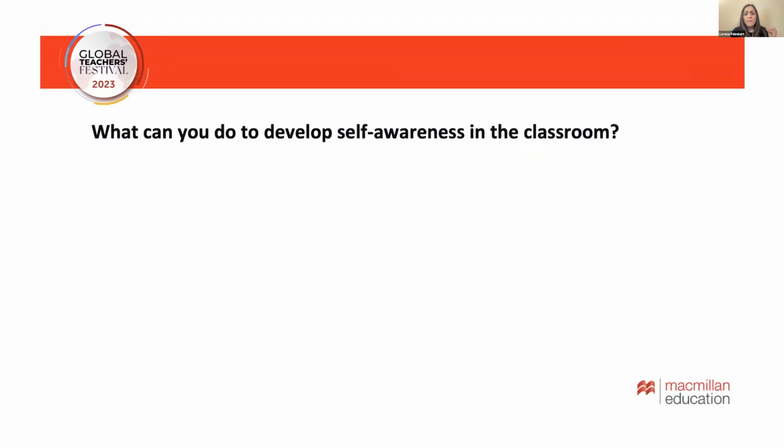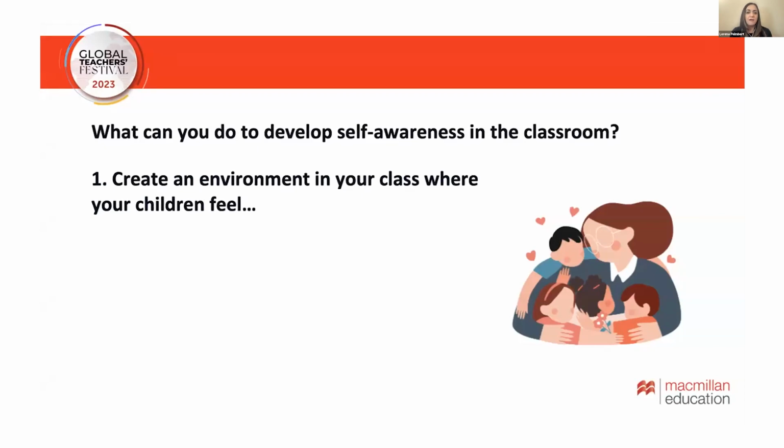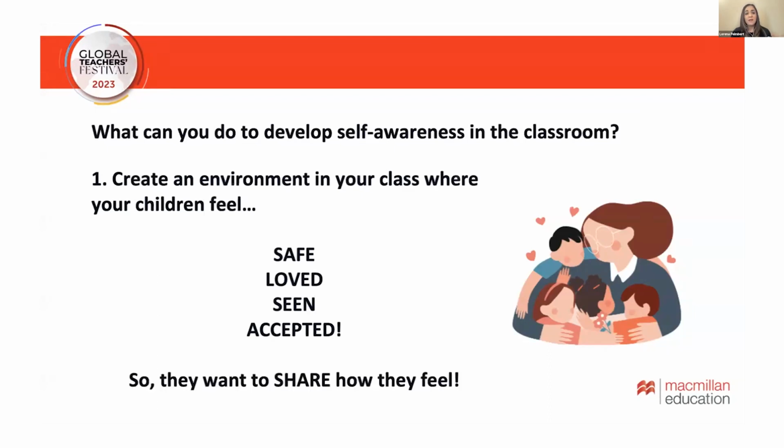So what can you do to develop self-awareness in the classroom? Okay, so first of all, we want students to say, hey, I am feeling this way. And I am feeling that emotion in my body. So they are going to need to share. So if you want your students to share, the first thing that you have to do is to create an environment in your class where your children feel safe, loved, seen, and accepted. So they want to share how they feel. If they don't feel that they are safe in an environment that you create in their class, they are going to be shy and they are not going to want to share how they feel. So this is super, super important, teachers, all right?